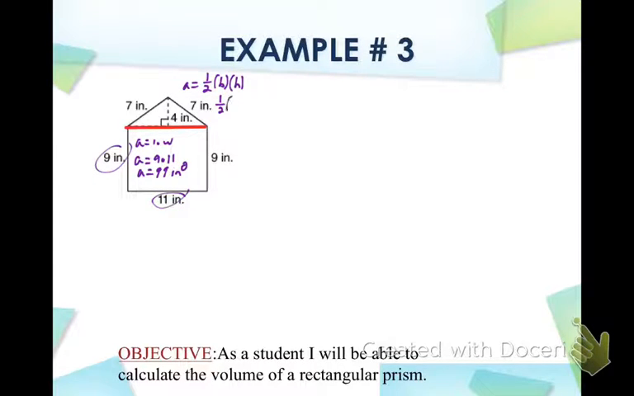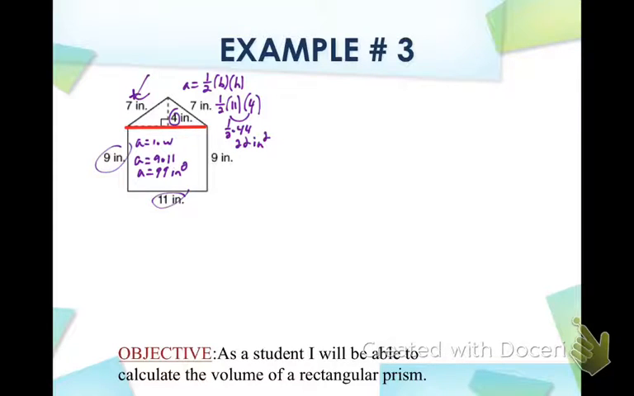So that's 11. And the height is that 4 inches. Okay, 4 inches. Now that 7 inches that they got right here, that's just to confuse you. Don't worry about that. So 11 times 4 is 44, and half of 44 equals 22. So that's 22 inches squared.